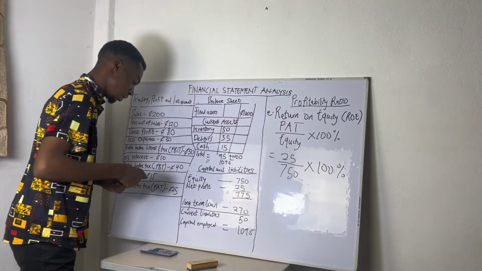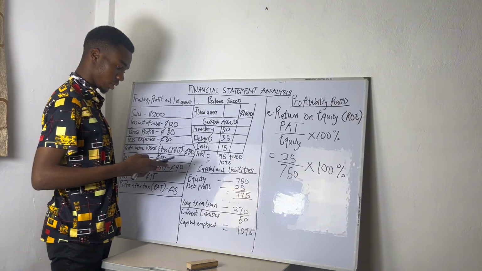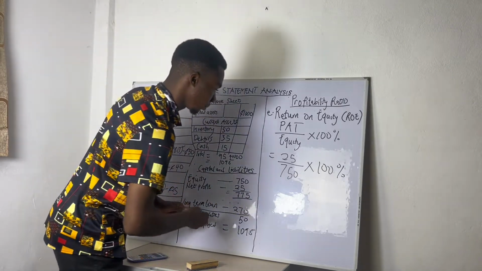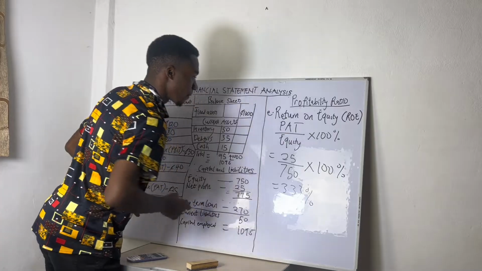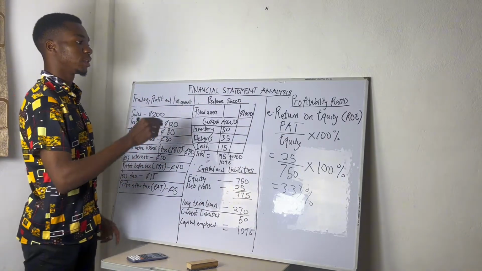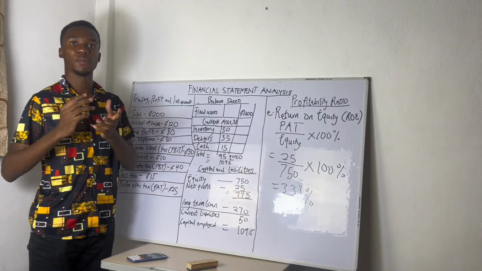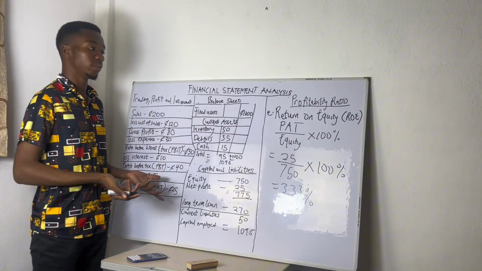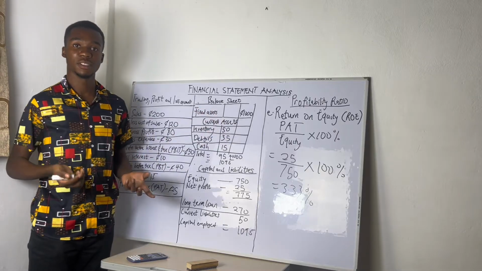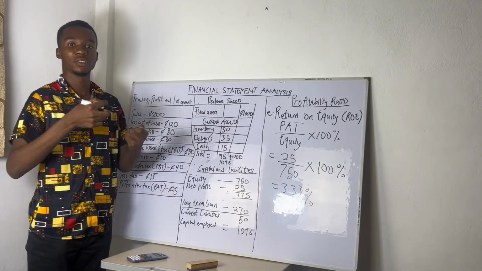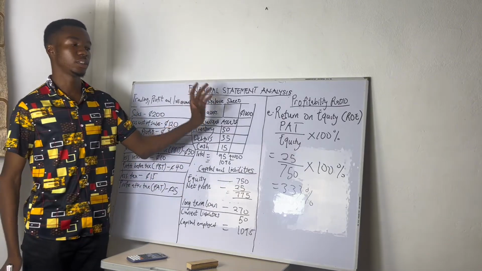Now let's do it on the calculator and see what we get. You have 25 over 750 times 100%, so you are getting 3.33%. What this means is that 3.33% of the shares in the company is what you are getting as profit. If you are going to invest in any business and they tell you their return on equity is, let's say, 10%, 20%, or 1%, it means that's the percentage of the shares that is transformed into profit. So that's basically it about return on equity.